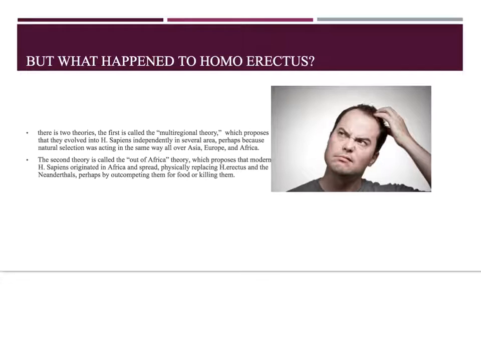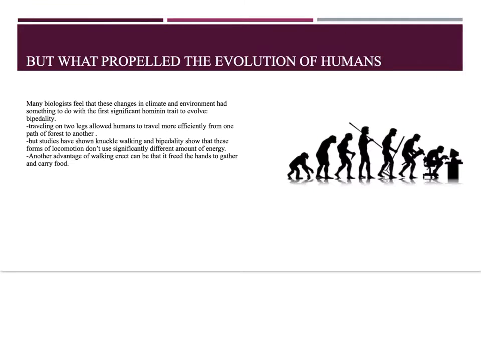The second theory is called the out of Africa theory, which proposes that modern Homo sapiens originated in Africa and spread, physically replacing Homo erectus, and perhaps by outcompeting them for food or killing them.